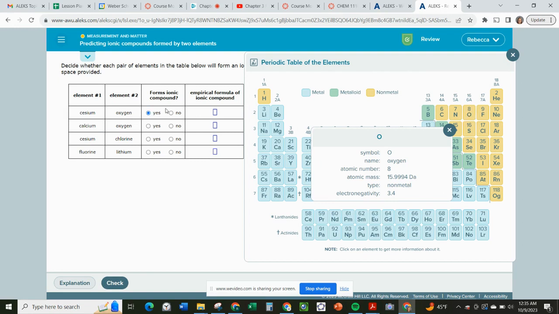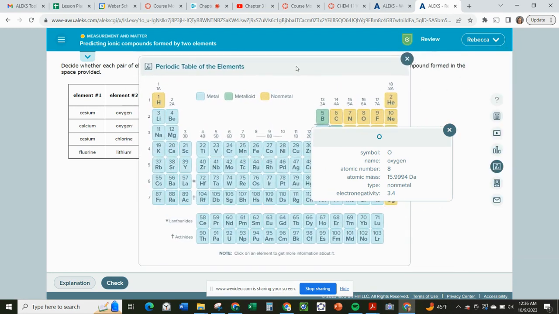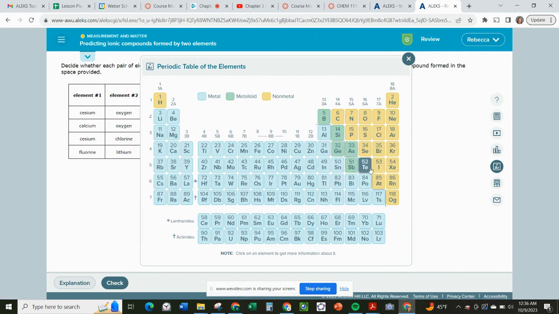Okay, so that's the first step. And then the next step is we have to figure out the empirical formula based on the charges of these ions. So cesium is going to form a +1 because it's in the first column. I'm just going to show my work, Cs plus. And then we also have oxygen. Oxygen is in this column. So this column forms a -2. So again, -1, -2, -3. Carbon really doesn't form a charge, but it would be -4.